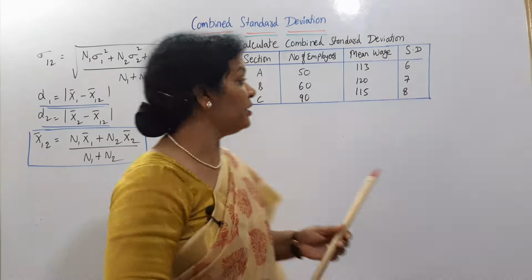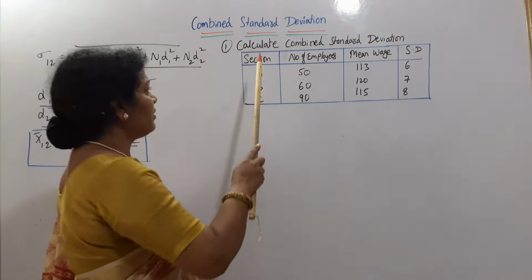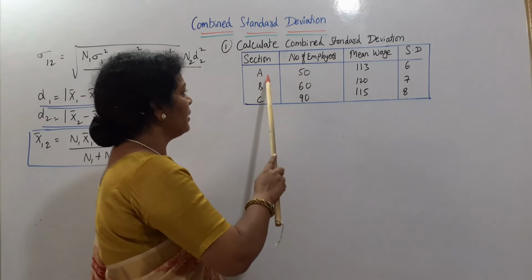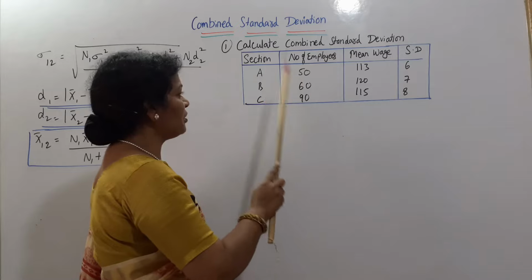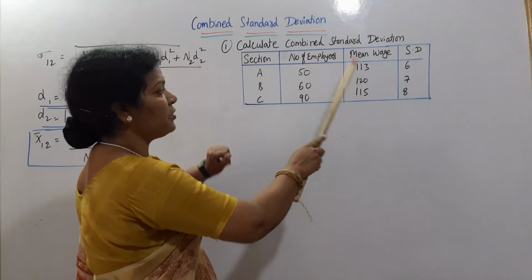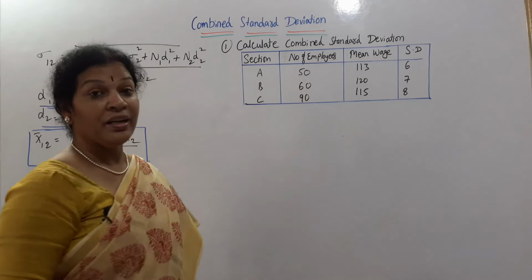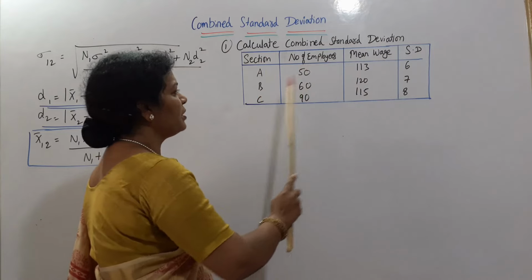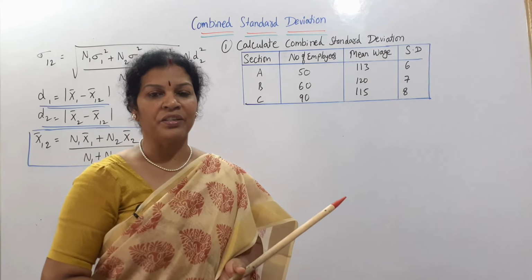Now the problem is given here. Calculate combined standard deviation. What is given? Section 1, 2, 3. 3 sections are given. Number of employees: A section 50, B section 60 employees, C section 90 employees. Mean wage of section A is 113, section B 120, C 115, and standard deviation of section A 6, B 7, C 8. All data is given. Only the thing is we have to calculate the standard deviation.